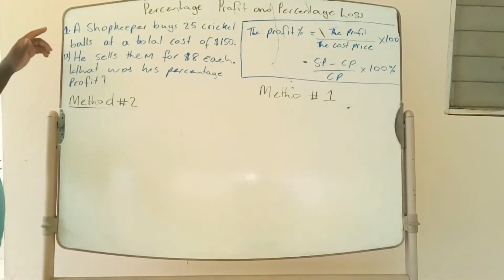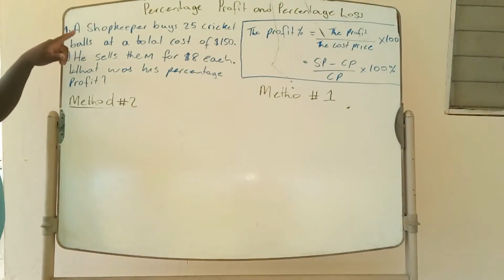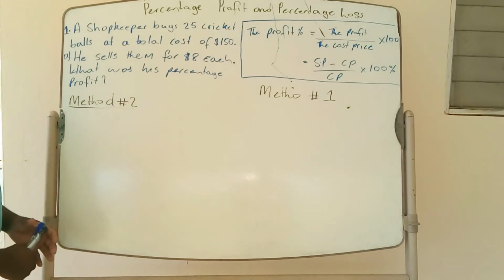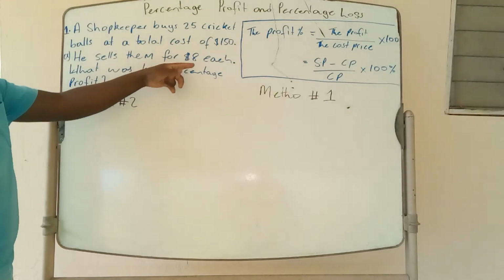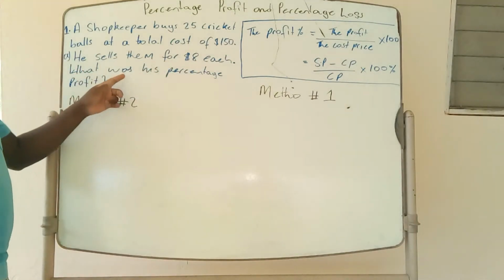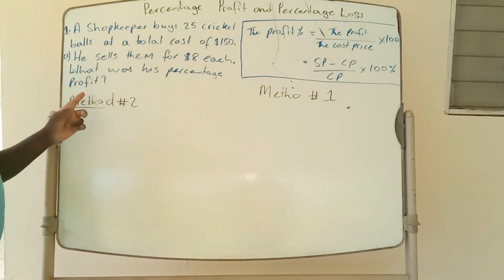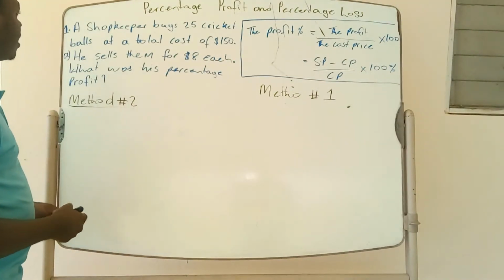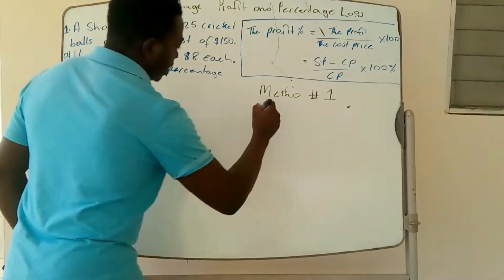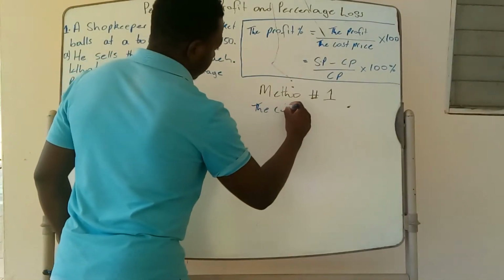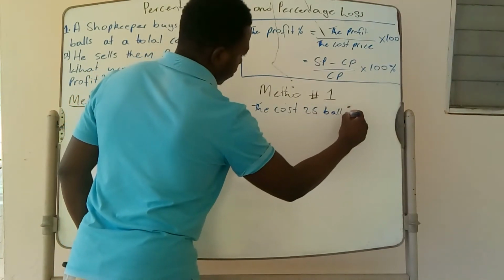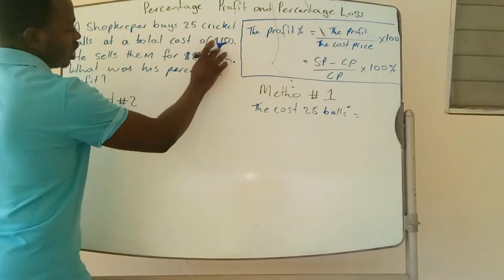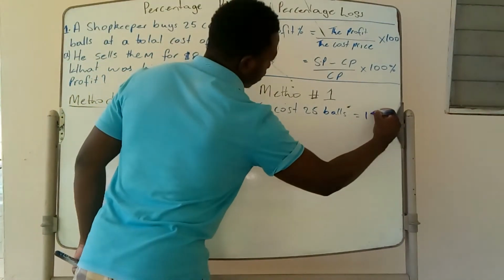Now, here on the board I have an example. A shopkeeper buys 25 cricket balls at a total cost of $150. He sells them for $8 each. What was his percentage profit? What we're going to do is write down all the things that we know from the question. So we know that the cost of 25 balls is equal to $150, right?